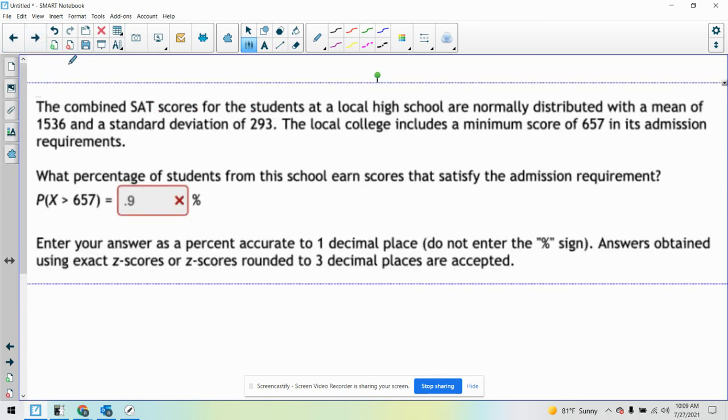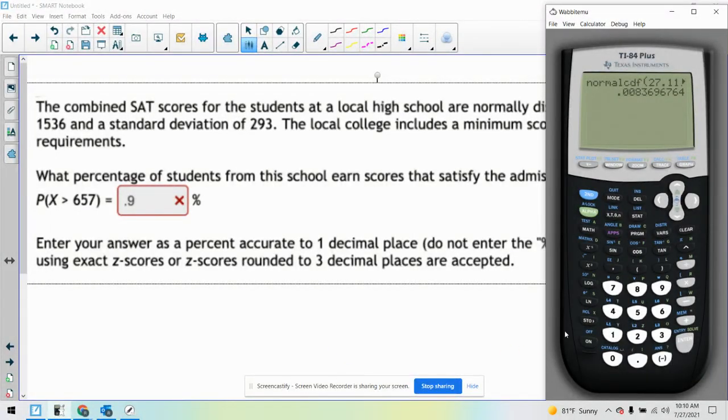And the last one, combined SAT scores for students at the local high school are normally distributed with a mean of 1536, standard deviation of 293. The college includes a minimum score of 657. Same thing. We're trying to find the probability of being larger than that. Normal distribution. My lower bound, because I'm looking for x to be higher, is 657. Upper bound is going to be a big number. My mean is 1536. Standard deviation is 293.